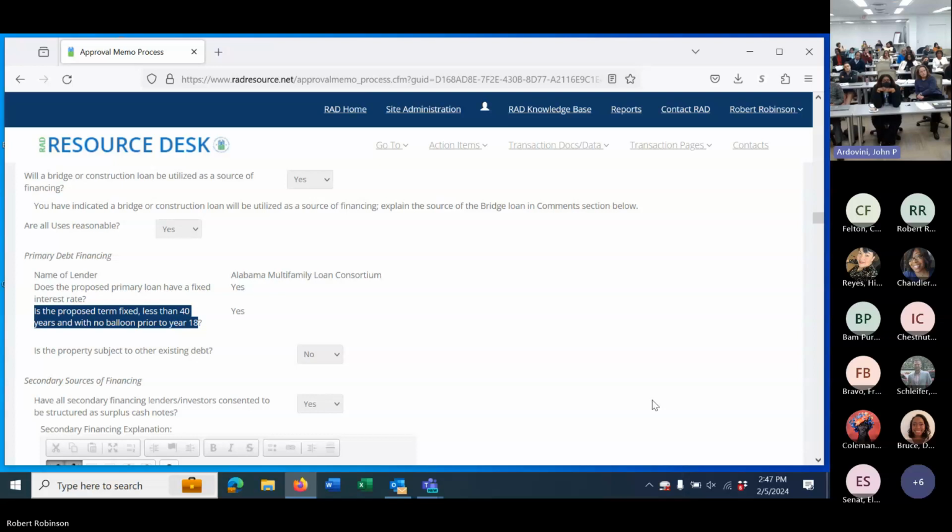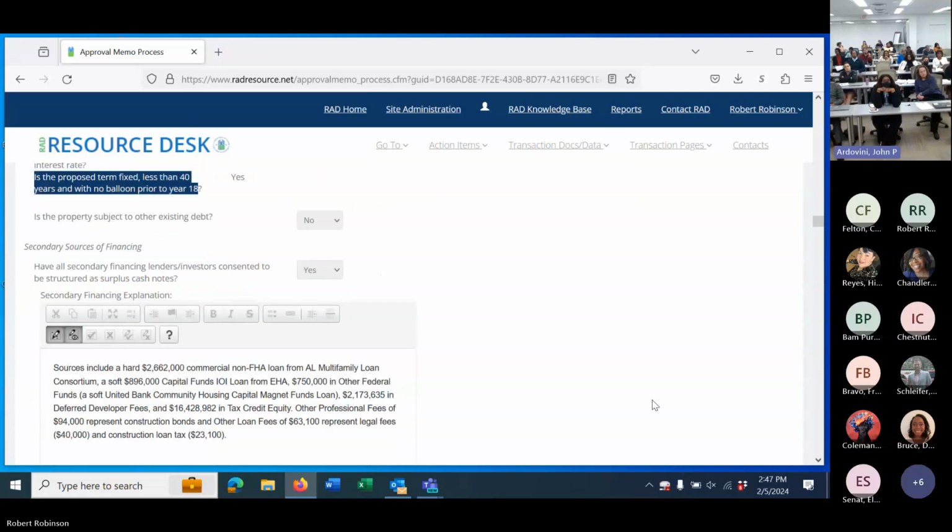Is the property subject to other existing debt? It's no. When we looked at the conversion overview, we had no check marks on this CFFP, OFFP, EPC debt, mixed finance, and all that.